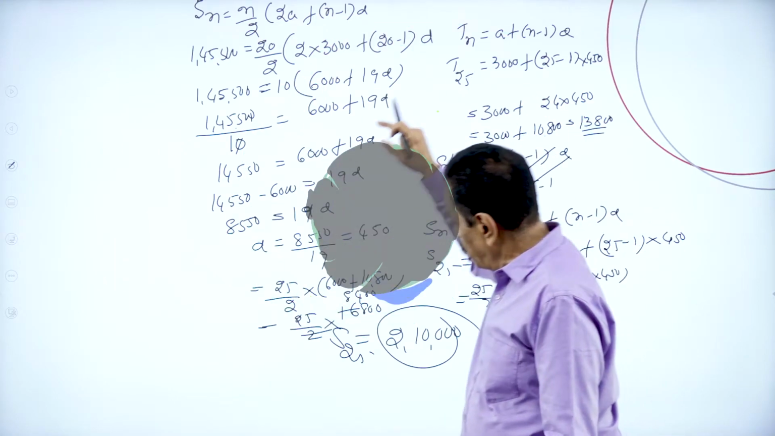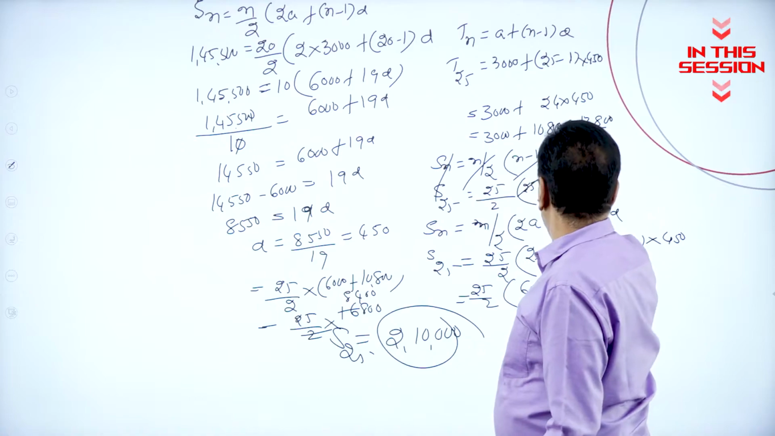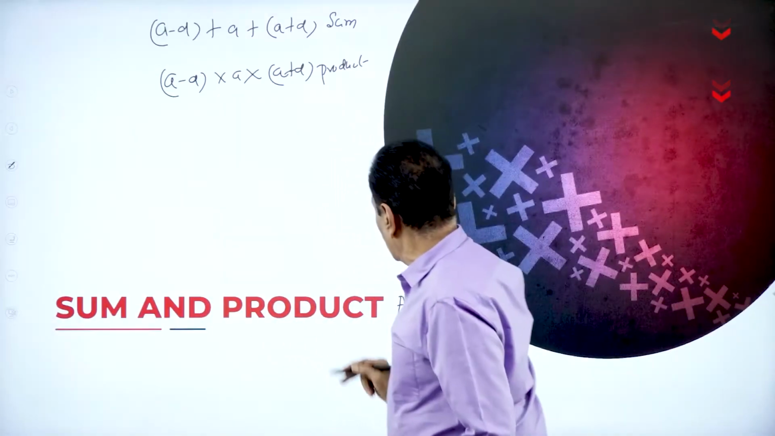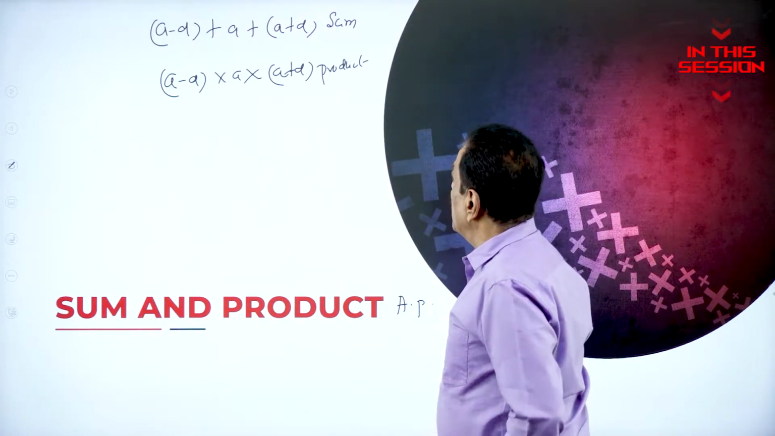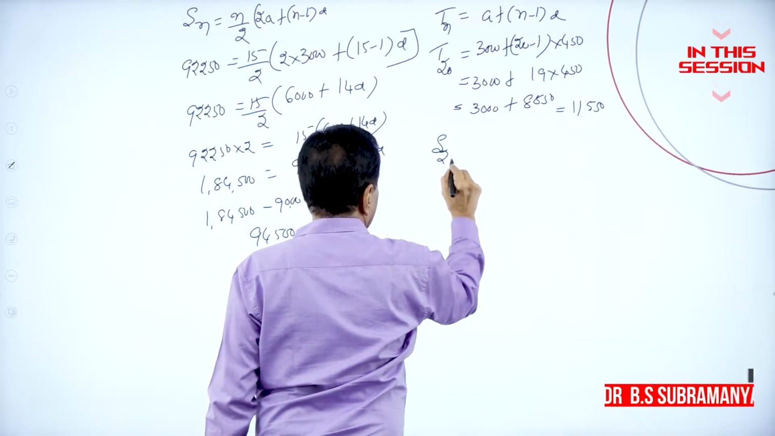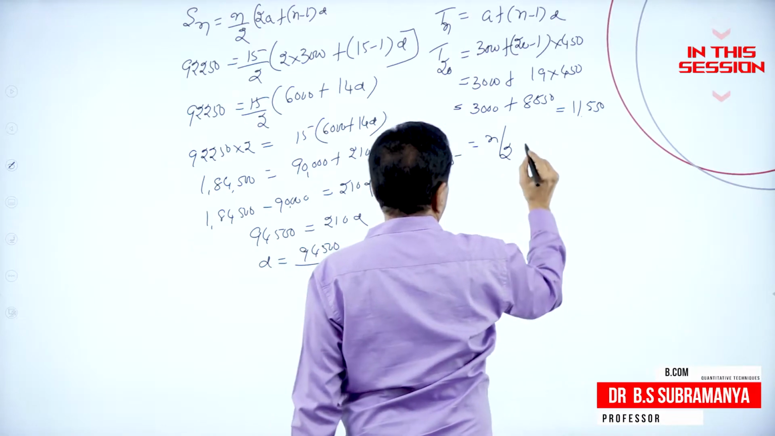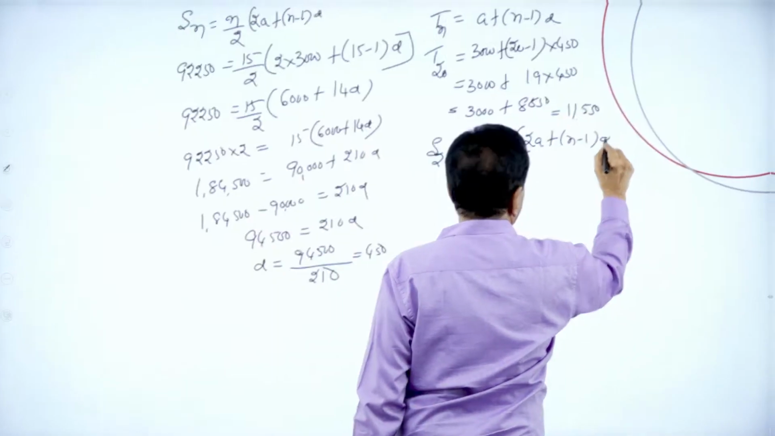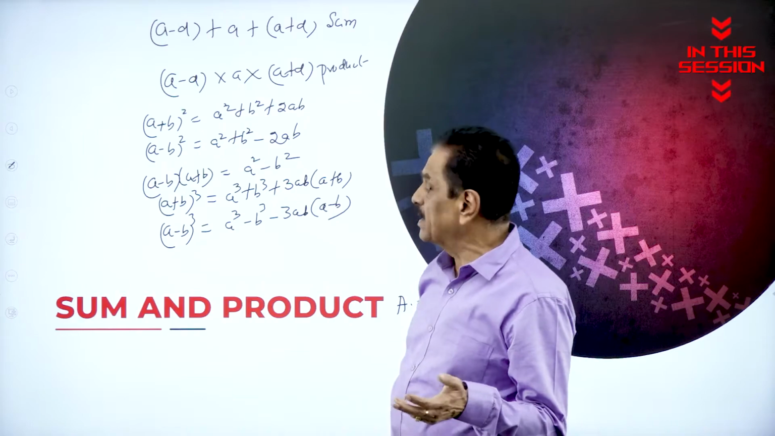So he asked first for 20 years, then he asked for 25 years. What is the 25th year? This is 13,800. Sum and product of AP. Sum means A minus D plus A plus A plus D. Summation S25 is equal to N by 2 into 2A plus N minus 1D. Product is A minus D into A plus D, which is A square minus D square.